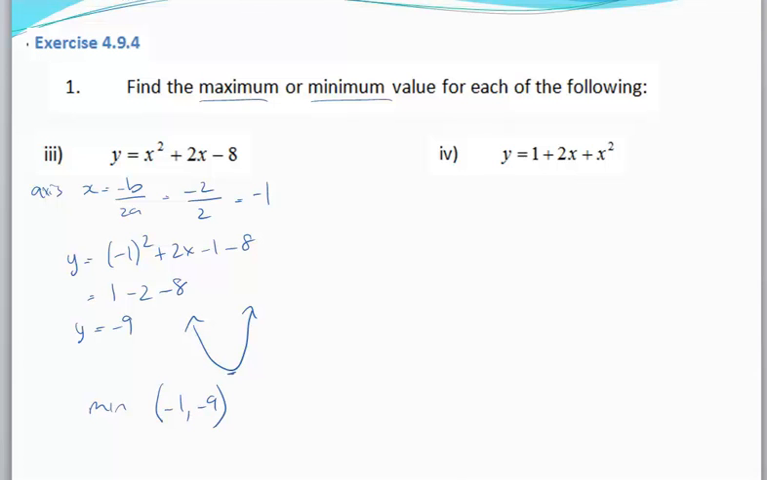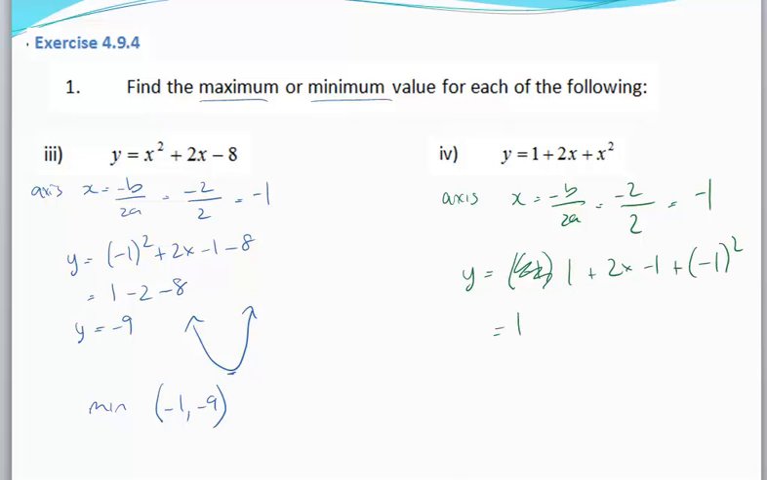For our second equation, we find our axis of symmetry, x is equal to minus b on 2a. Here minus 2 on 2 times 1 is 2, so minus 1. Y is equal to, well, we'll put it in order, 1 plus 2 times minus 1 plus minus 1 squared. 1 minus 2 plus 1 is equal to 0 here. So we know positive, it will be concave up, so we're going to have a minimum at minus 1, 0 here.